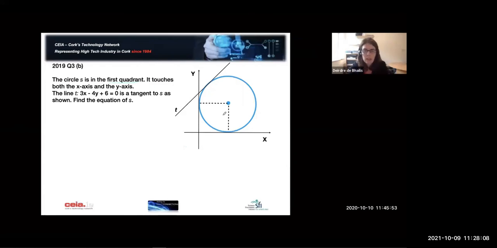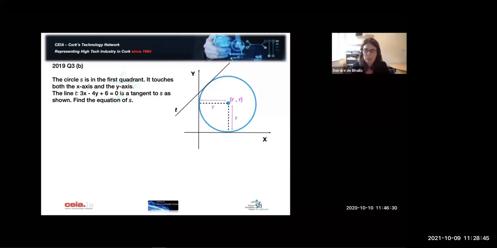We have the line here, t is a tangent, 3x minus 4y plus 6 is equal to 0. And they're telling us it's tangent to s as shown. And they're asking us to find the equation of s. So again here, we see one piece of information, possibly 2 and 3 pieces of information. So we've got quite a bit of information there, and we generally need at least 3 points of information to solve for the equation of a circle.